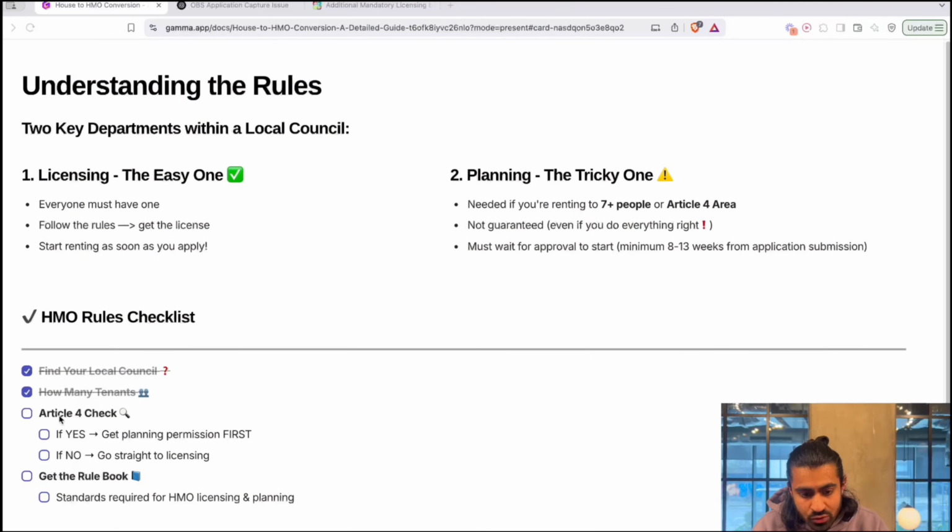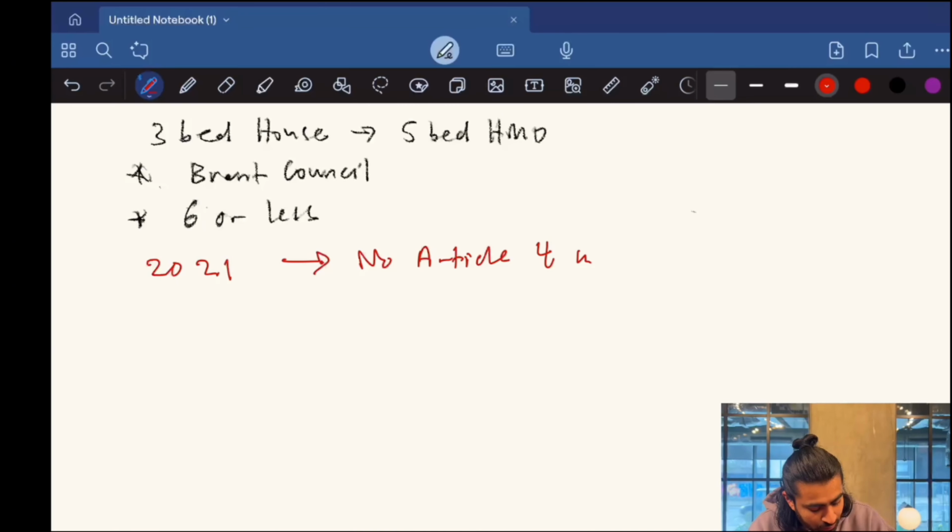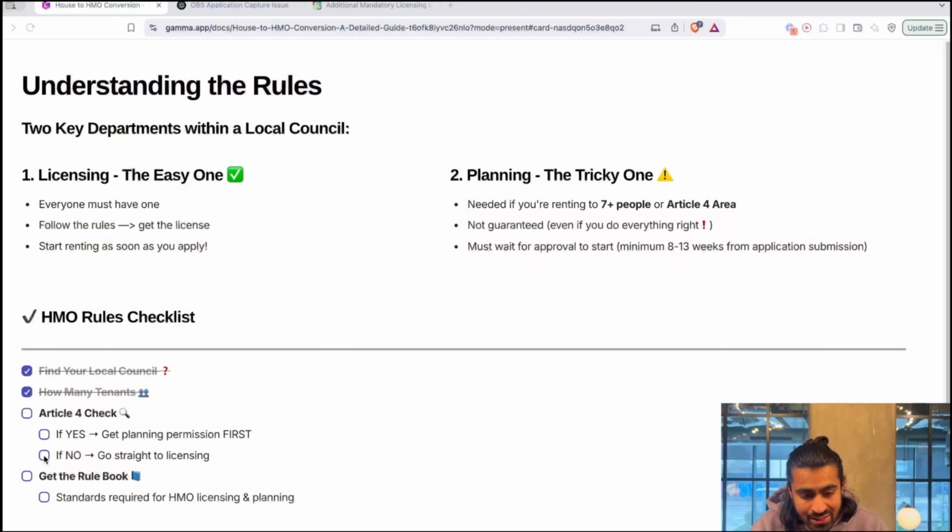And then we also need to check if it's an Article 4 area. Regardless of how many tenants I intend to actually house, if Brent Council has an Article 4 direction, then it's pretty much irrelevant. I will need to go through planning before I get a license. Now, when I converted this property in 2021, there was no Article 4 in Brent, and so I did not need to go to planning. I could just go straight to licensing.